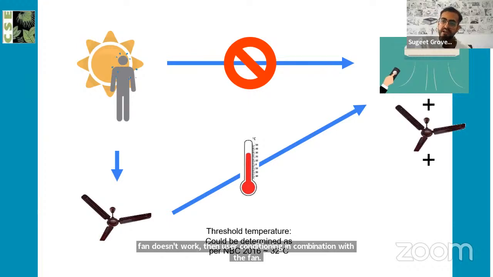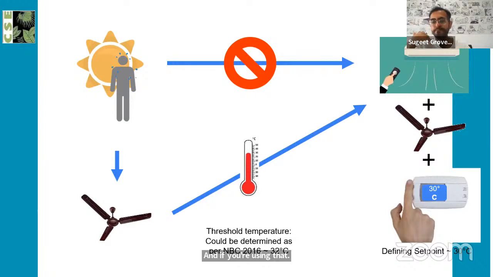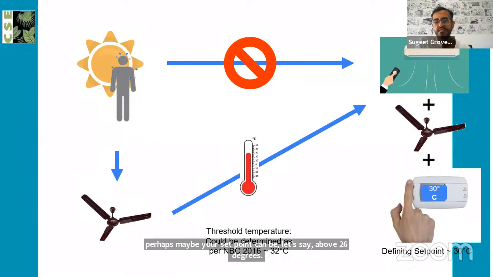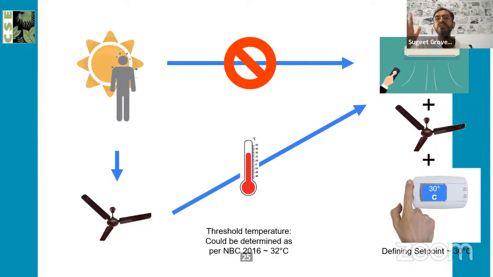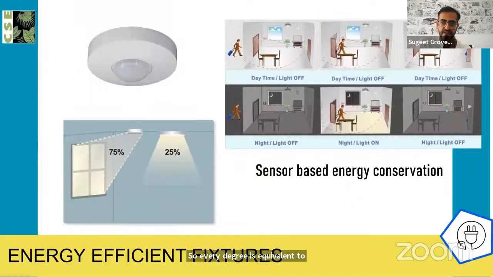And if you're using that, then perhaps your set point can be, let's say, above 26 degrees centigrade. If you can push it to 28 degrees or above, then that's absolutely perfect, so that even if you are using air conditioning, it does not have to work too much. Of course, don't keep it below, let's say, 26 or 24 degrees centigrade, because every single degree centigrade that you change matters. If I put my air conditioning from 25 degrees centigrade to 26 degrees centigrade, I actually reduce my energy consumption by 6%. So every degree is equivalent to 6% energy consumption, and everybody should remember that.